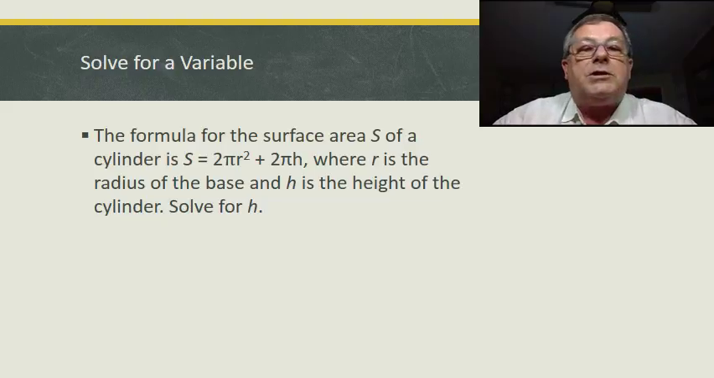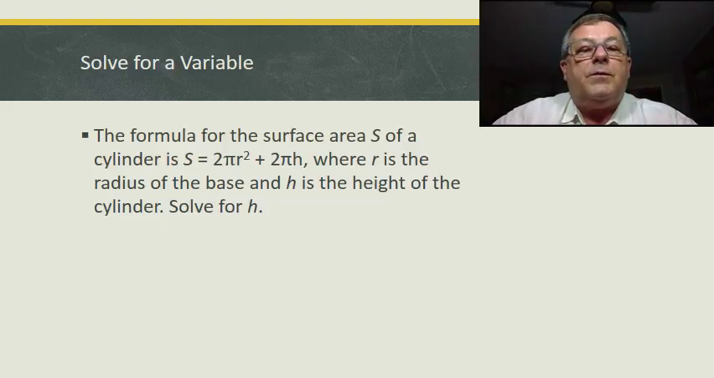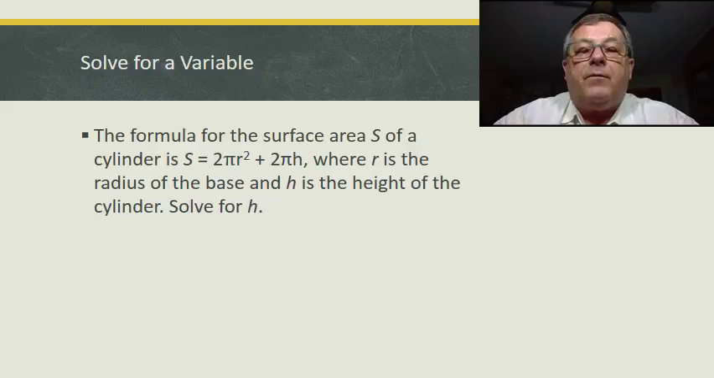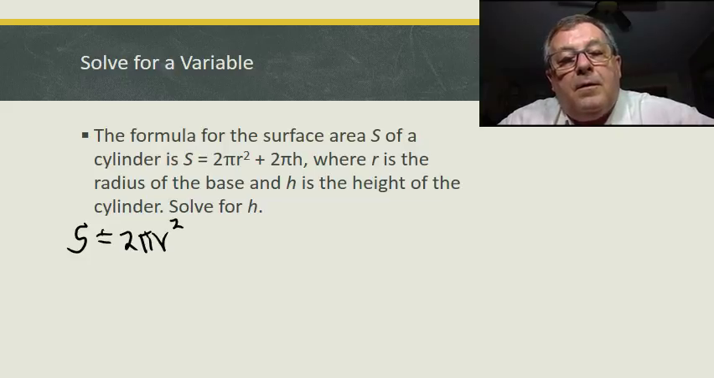What we're doing here is solving for a specific variable. The formula for the surface area S of a cylinder is S equals 2 pi r squared plus 2 pi h, where h is the height of the cylinder, and we're being asked to solve the formula for h. So let's begin. S equals 2 pi radius squared plus 2 pi h.